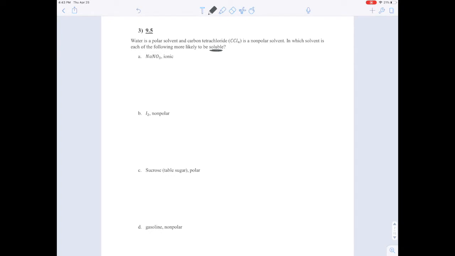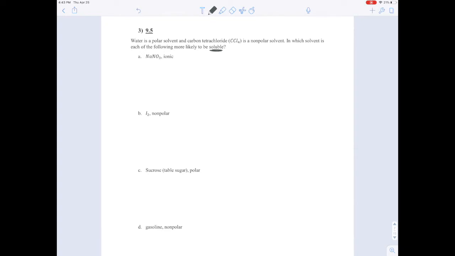So when you put table salt in water, it dissolves, and so that table salt is soluble in water. But if you were to try to put a rock in water, it may not dissolve, and so it wouldn't be soluble. So here we're trying to predict whether things are going to dissolve or not. But they're things that we may have never heard of before, like carbon tetrachloride and sodium nitrate, NaNO3 in A, for example. So how can we reason through this?